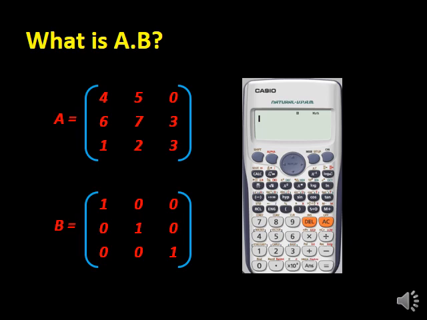In order for us to perform multiplication of matrices, we need to set the calculator into matrix mode, if it is not yet in matrix mode. So we press the mode button and then we select matrix, which is number 6. Now the calculator suggests to enter an initial matrix, and we enter our matrix A. The dimension is 3x3, so we select 1. And then we enter the elements of matrix A.